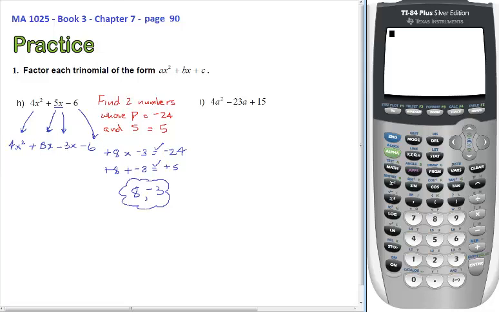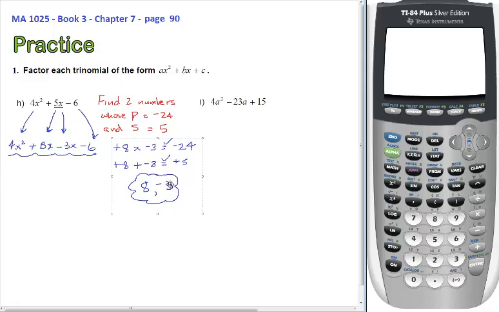Now, so I have 4 terms right here. So how do you factor 4 terms? Now we've done that before, right? We've done 4 terms before. How do you do that? Well, you factor by what's called grouping.